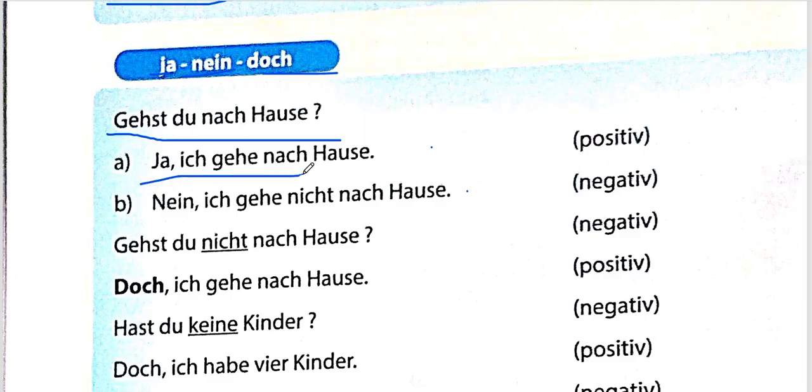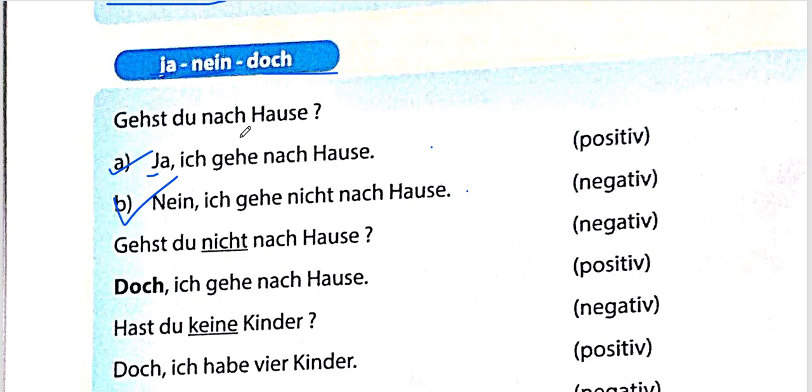One is ja, ich gehe nach Hause, and the second one is nein, ich gehe nicht nach Hause. The only difference over here is one is yes, I'm going to the house, and the other is no, I'm not going to the house. Depending on what your answer will be, you will answer this question either positively or negatively. Positive, negative as in yes or no. So these are basically ja, nein Fragen, yes, no questions.